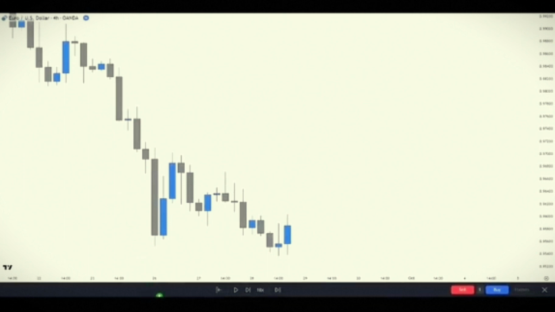Now, when we began backtesting, we randomly selected a period for the euro-dollar pair. Surprisingly, the first setups yielded a significant amount of profit. So let's walk through the chart step by step to illustrate what was going through our minds during the backtesting process.